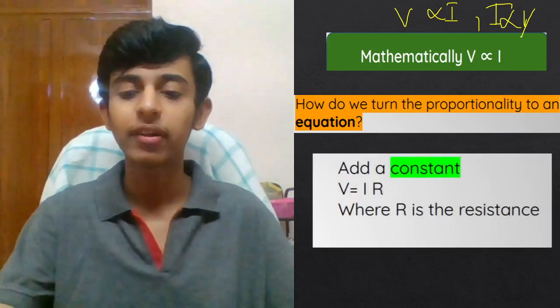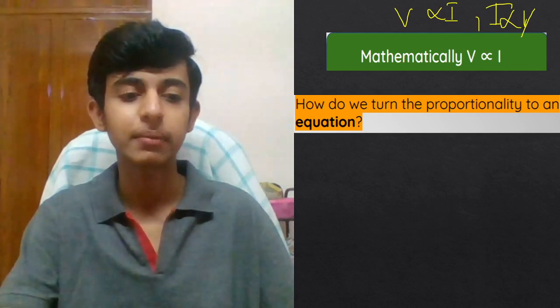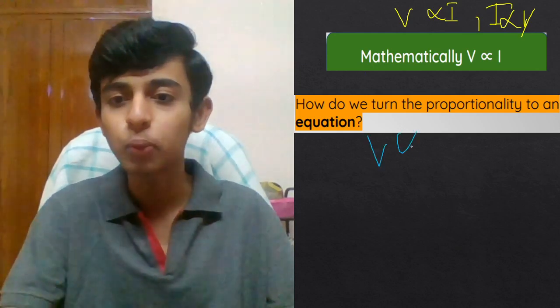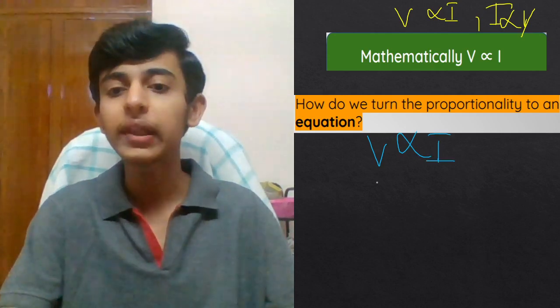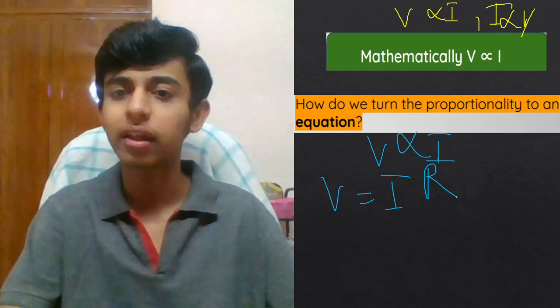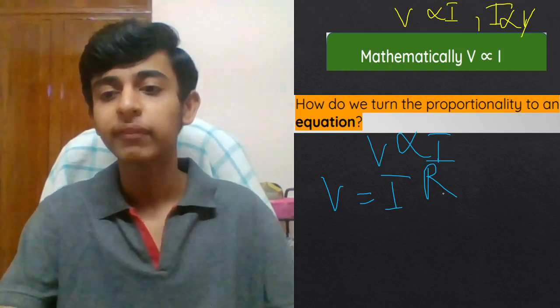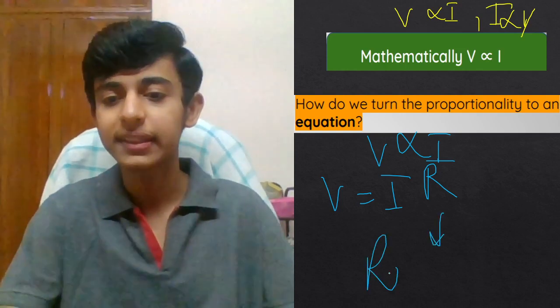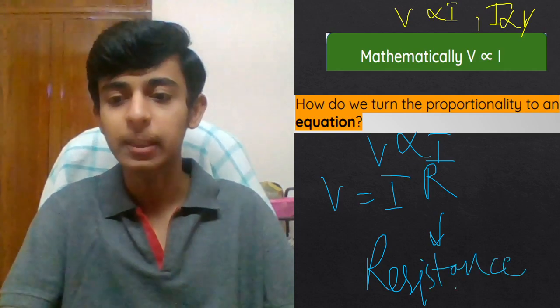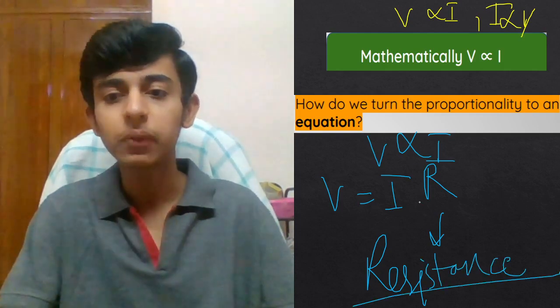Understand. Before that, I would like to explain something: whenever we want to remove this proportionality sign, we add a constant, and here the constant is R. What is R over here? R in this case is your resistance. I will talk about it, please don't get confused first thing. So V equals IR.